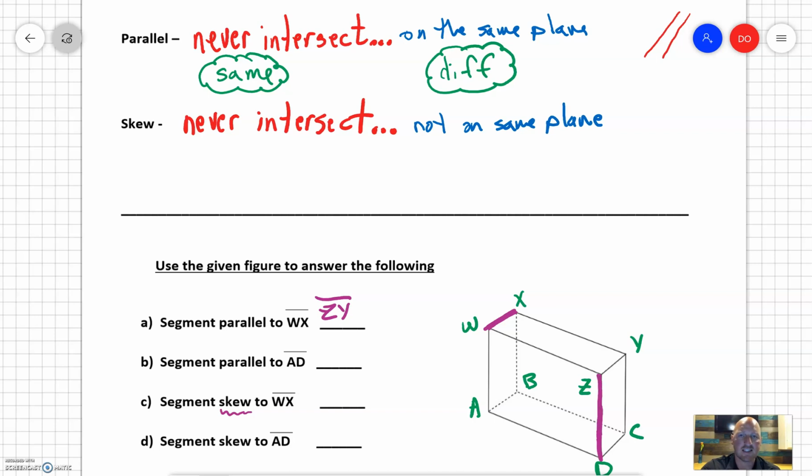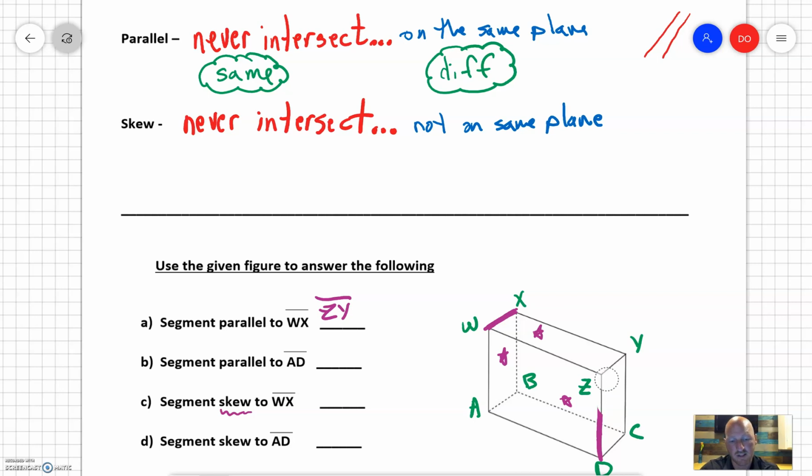Notice how DZ is an up and down segment. It travels up and down. WX travels from front to back. If I extended these forever, they would not intersect, and they do not fall on the same flat surface. Notice how segment WX falls on this top surface and this left surface, whereas segment ZD falls on the right surface and the front surface. Therefore, these are two segments that are skew.